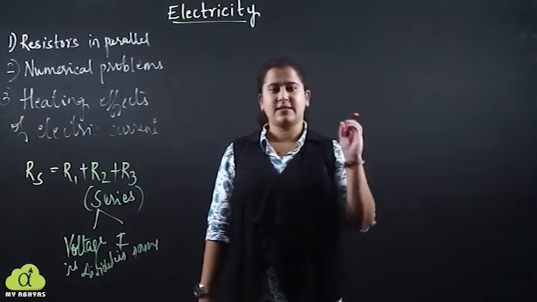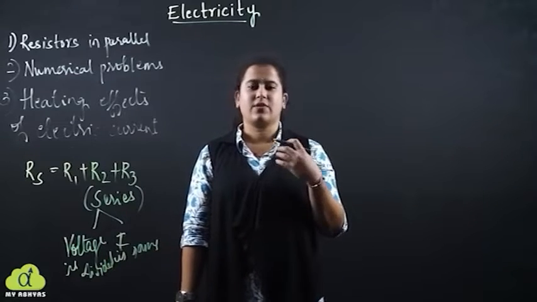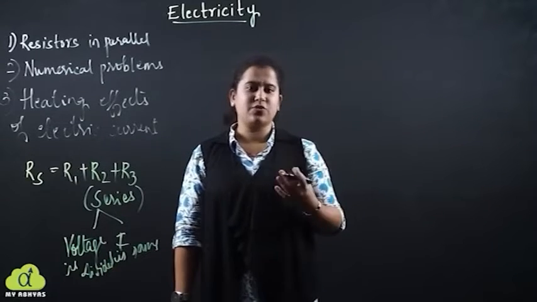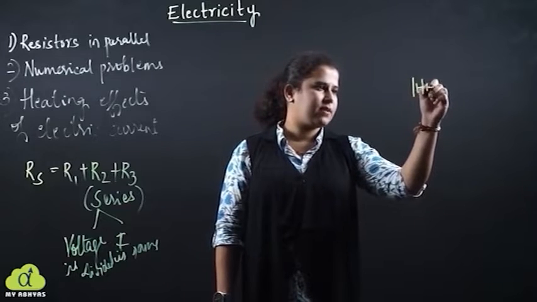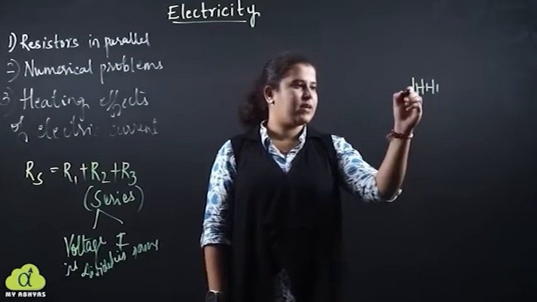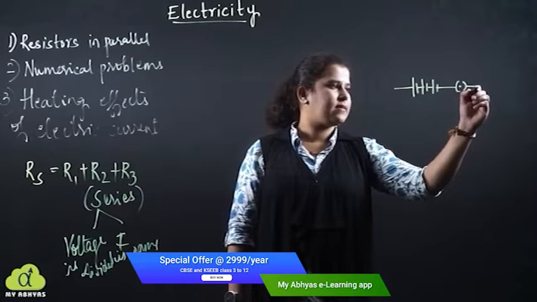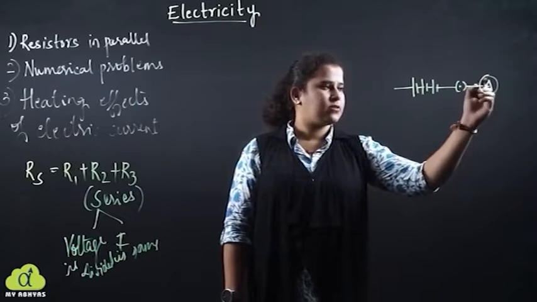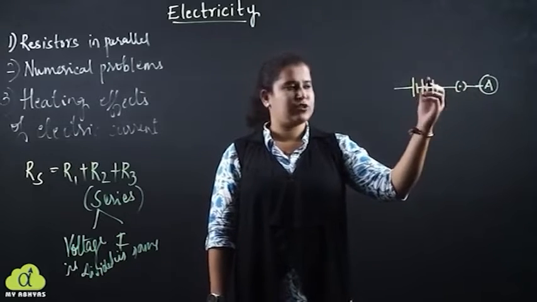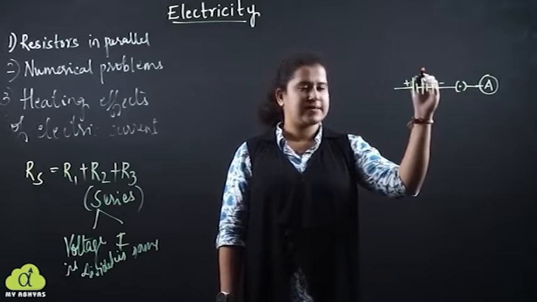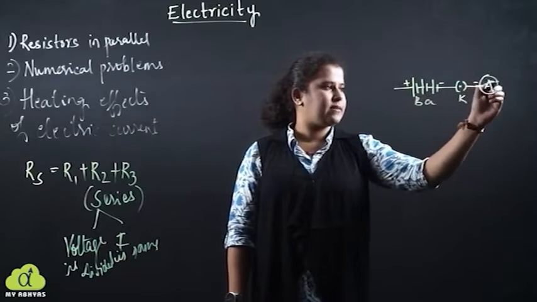I'll be drawing a circuit here, and please concentrate on how to draw it so that you can get used to it. First, as usual, the battery will be there. Then you have a key, and then an ammeter. You can take the ammeter at the side also, but you can take it here also, not an issue. Here you have the plus and minus of the battery.